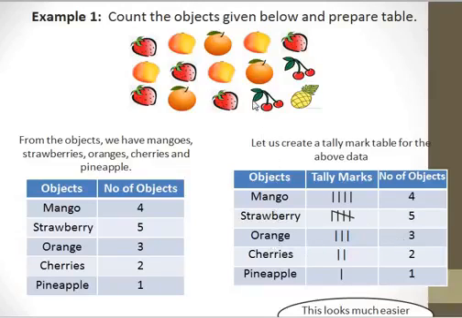How many oranges do we have here? 1, 2, 3. So we will represent them with the tally marks by 3 vertical lines beside each other like that. And the cherries here are 2 only. So we will make 2 tally marks beside each other like that. And we have only 1 pineapple. So I will make only 1 tally mark like that. So this looks much easier to count.